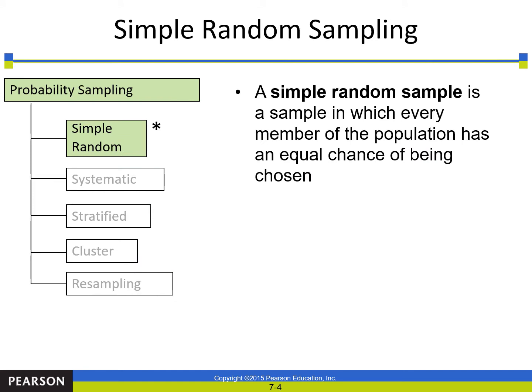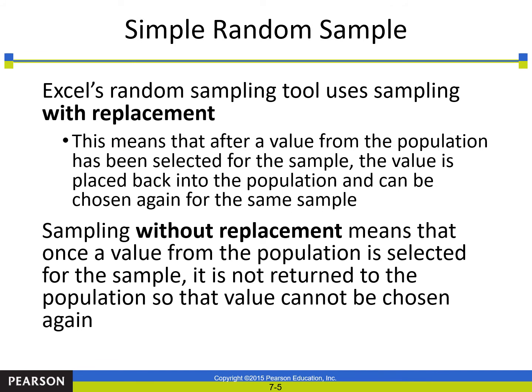We'll start with the simple random sample. This is a scenario where each member or subject of the population has an equal opportunity to be selected. And Excel uses the sampling method where each subject is put back once it's been selected. So once the value has been picked, it's put back into the population and it can be chosen again. Thus, if you create a sample and you see a bunch of repetitions of the same value, don't be alarmed. That's what Excel is programmed to do.